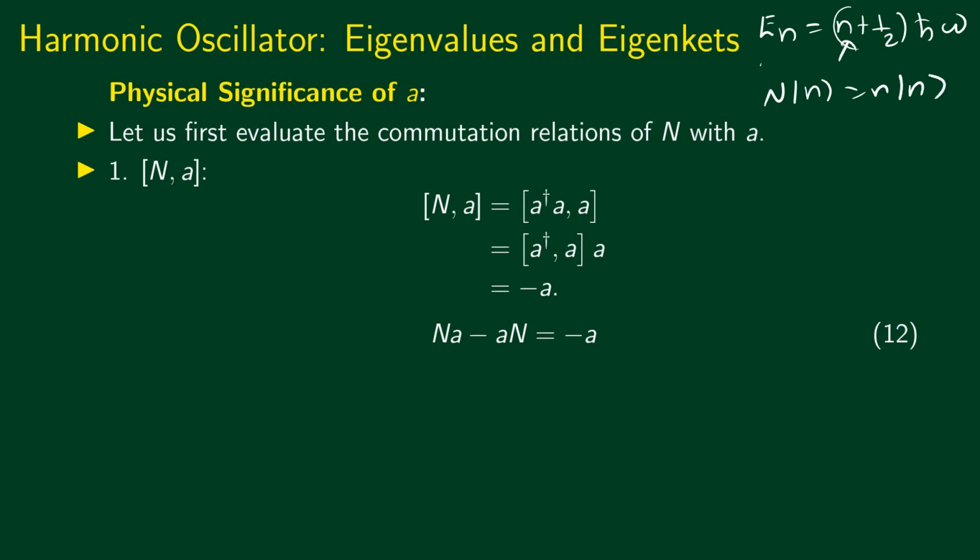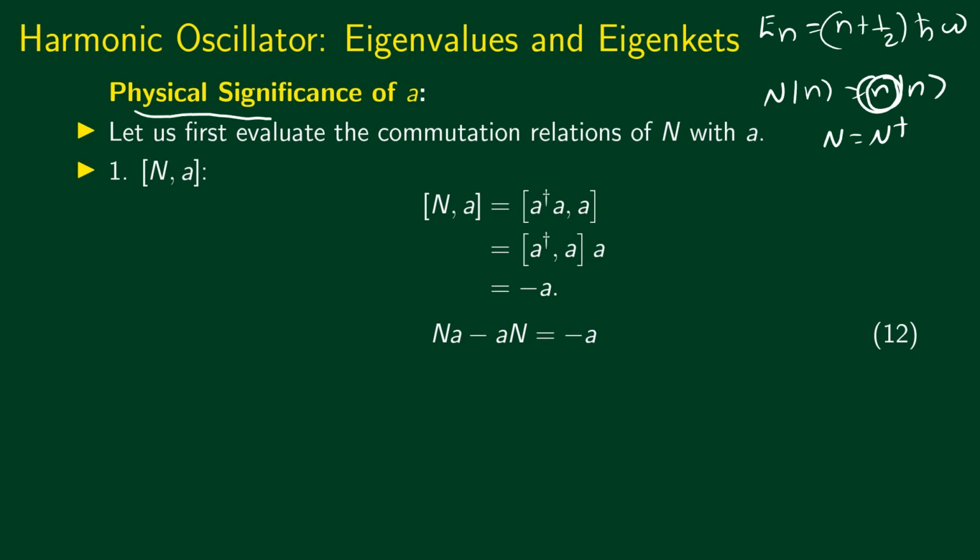Okay, but to understand the nature of these eigenvalues, we need to understand what kind of numbers these n are. We know that these have to be real numbers because n is a Hermitian operator, but we don't know whether these are allowed to be positive, negative, or fractions, etc. So let's try to figure out what kind of numbers these n are. To understand this, we need to look a bit further into the operators a and a dagger.